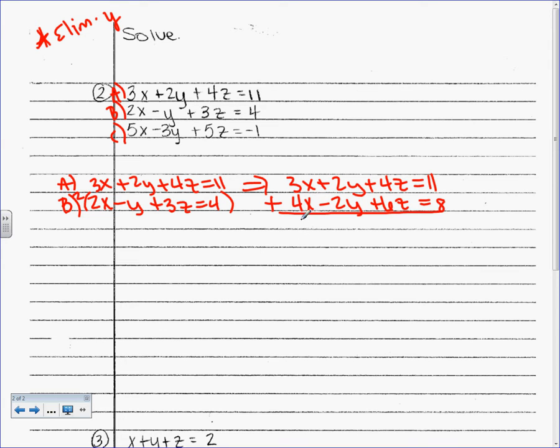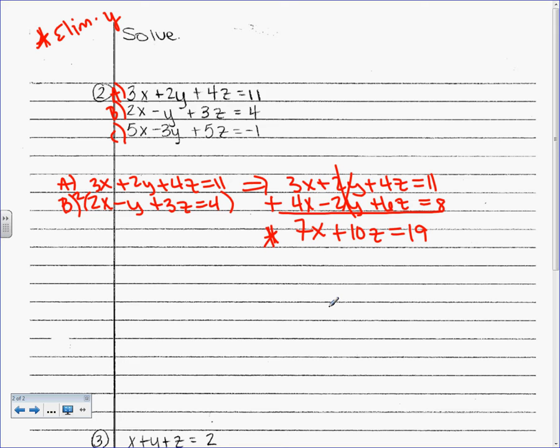So how many x's do I have? 7x. Do the y's actually eliminate? Take 2 seconds and check. Yeah, right? And how many z's do I have? 10. Very good. Equals 19. I put a star there.